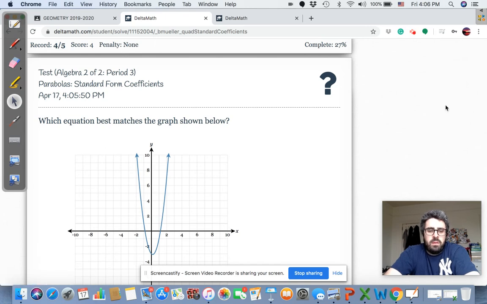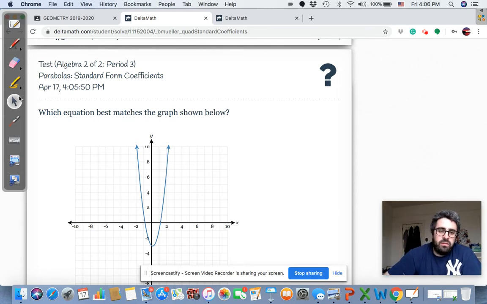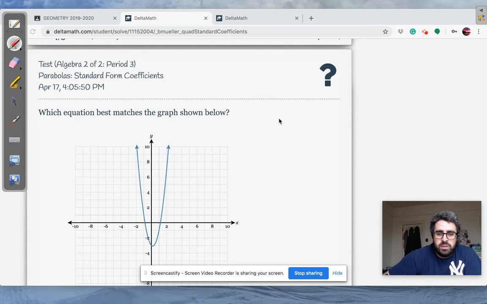Okay, so the next type of problem that you will see is where you're given the graph of a parabola, which is the graph of a quadratic function, and you're asked to match it to the correct standard form of a quadratic expression. So the standard form is probably what you should know first.